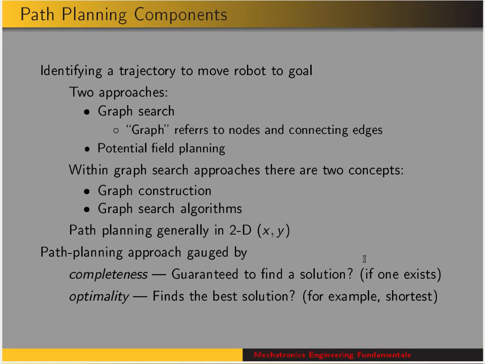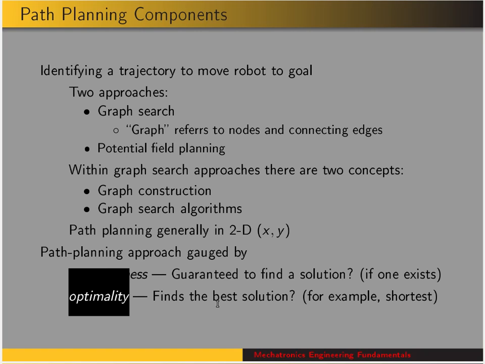Path planning is generally in two dimensions. We're dealing with planar robots, and so the robot is reduced to a single point in the plane. Path planning approaches are gauged by the completeness of the approach. That means, is it guaranteed to find a solution if one exists? That is, if there is a path from the start to the goal, will the approach be guaranteed to find it? And then optimality. That is, does it find the best solution?